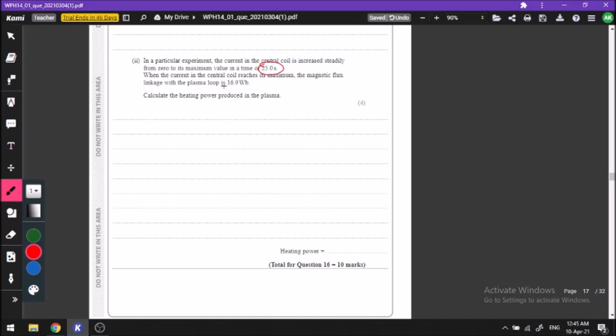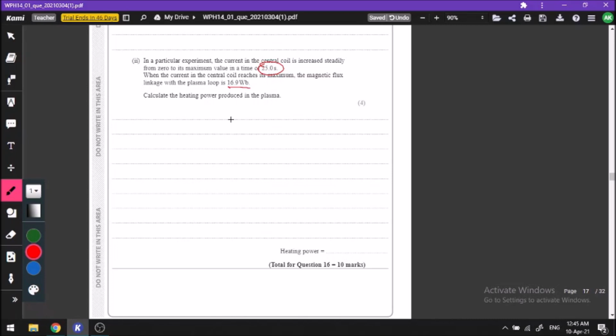When the current in the central coil reaches maximum, the magnetic flux linkage with the loop is this much. Okay. So basically, for the magnetic flux to increase from 0 to 16.9, it takes 25 seconds. Okay. Calculate the heating power produced in the plasma.